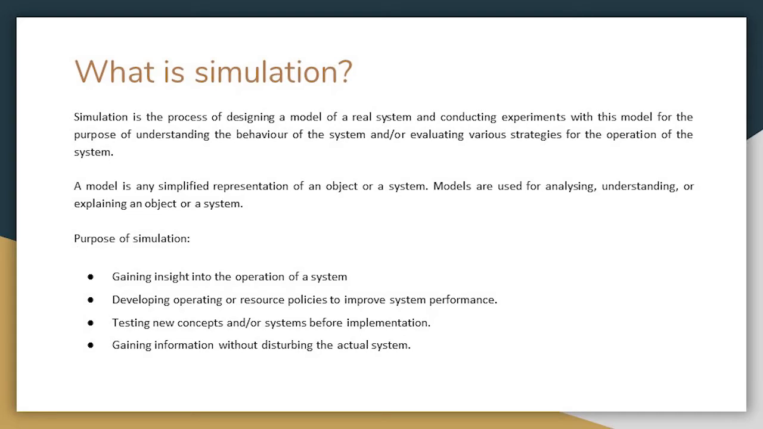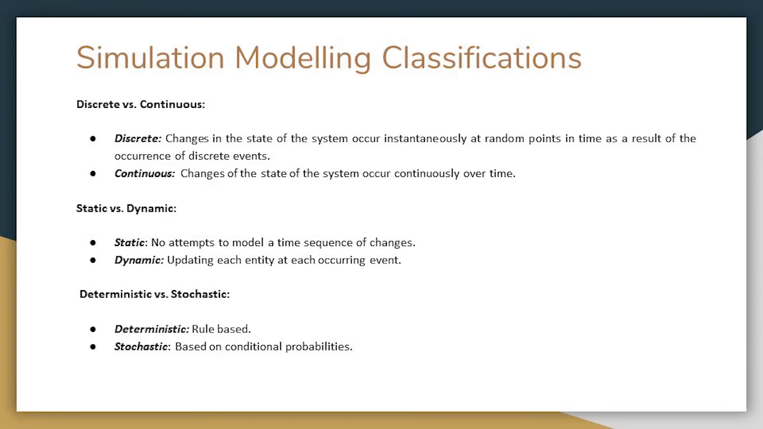A model is a simplified representation of an object. Models are used for analyzing, understanding and explaining an object or a system. The purpose is to gain insight into the operation of the system. It might be used for developing operating or resource policies to improve system performance. It can also be used for testing new concepts before a system is implemented, and for gaining information without disturbing the actual system that is running.